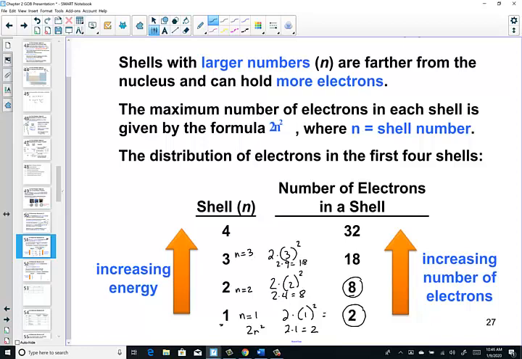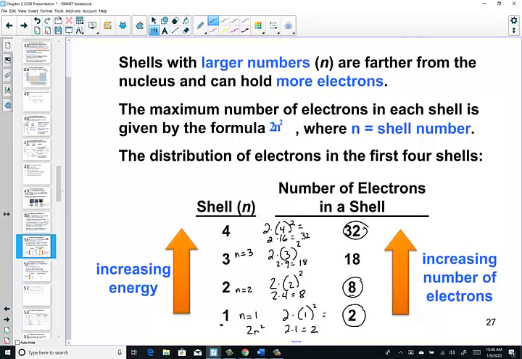In the fourth energy level, that's the fourth ring around the periodic table, we notice that now we're finally getting to some transition elements and so forth. 2 times 4 squared. Well, 4 squared, 4 times 4 is 16. So 2 times 16 is 32. There's 32 electrons maximum that fills the fourth energy level.